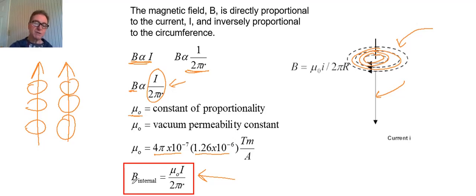Well, what this tells you is the magnetic field gets weaker as the radius, the distance from the wire, gets larger. So the magnetic field out here is going to be a lot less than the magnetic field close to the wire, and that should be, to some degree, common sense.